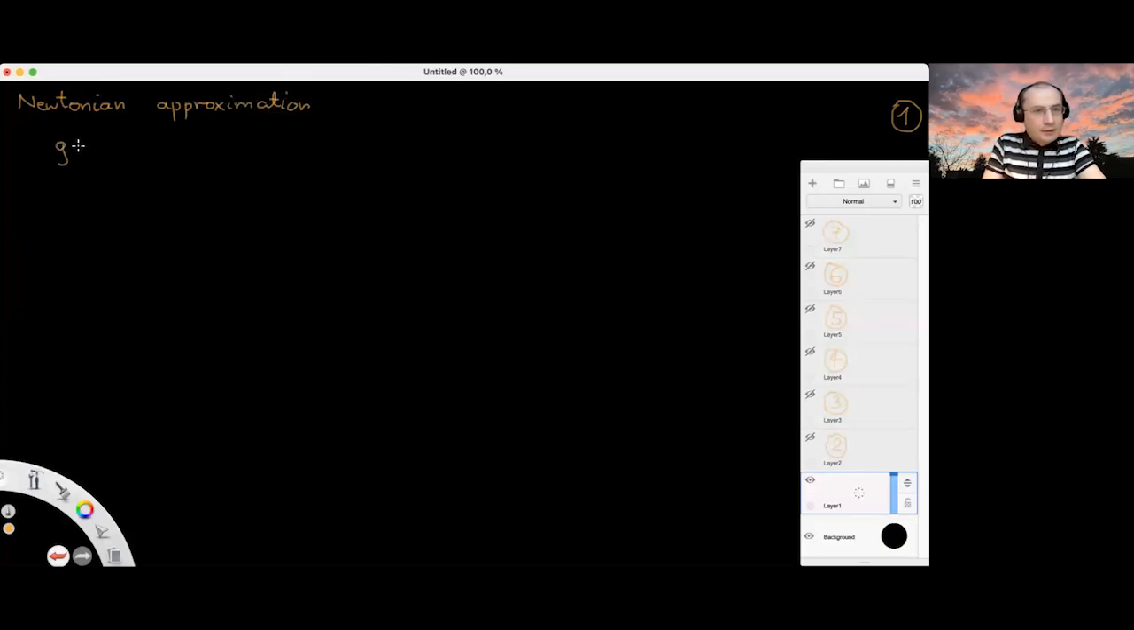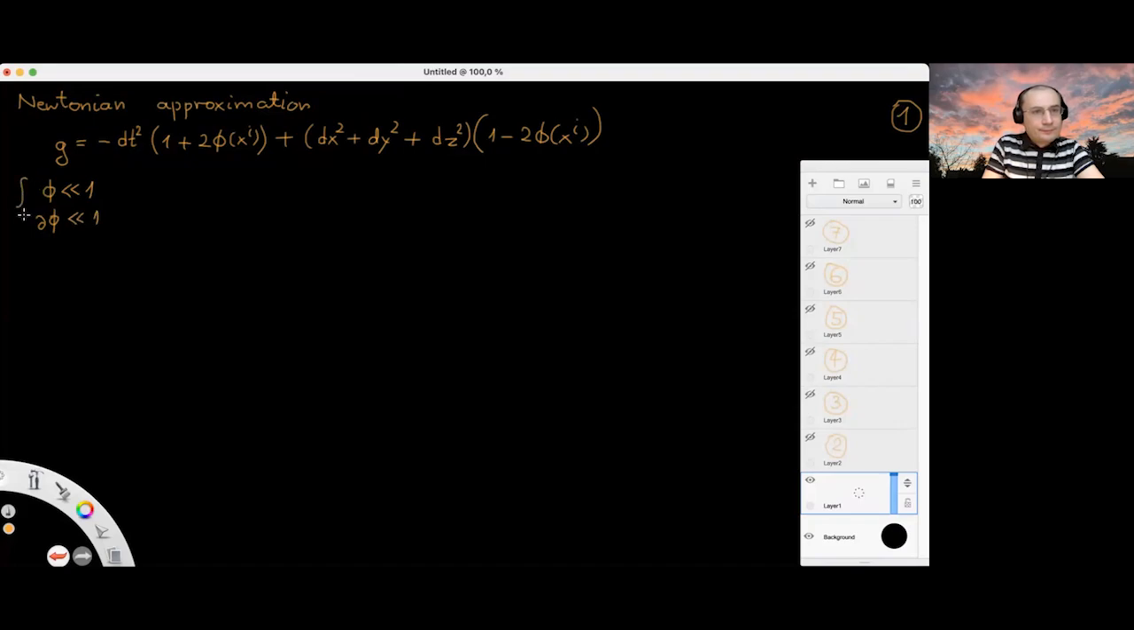So if you remember, the metric took the form of minus dt squared. For people who have just logged in and joined us, we'll have only a 1 hour lecture today without a break. This depends only on x^i, plus, let's say, dx squared plus dy squared plus dz squared, times 1 minus 2 phi of x^i. And we will assume that phi is a very small number, and also that its derivatives are very small, so we can neglect all quadratic terms. We can also write this part of the metric as delta_ij dx^i dx^j.